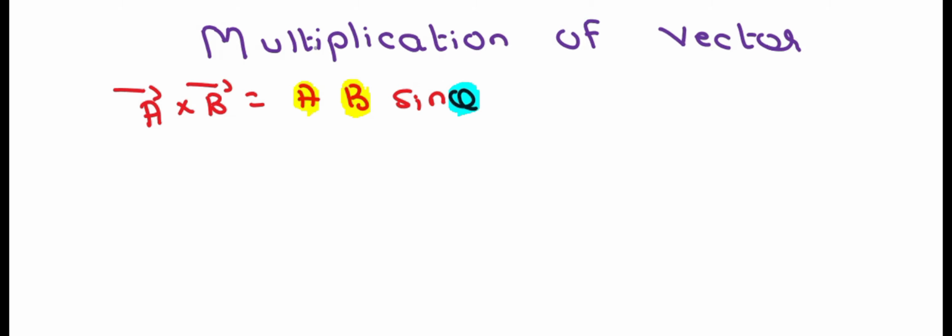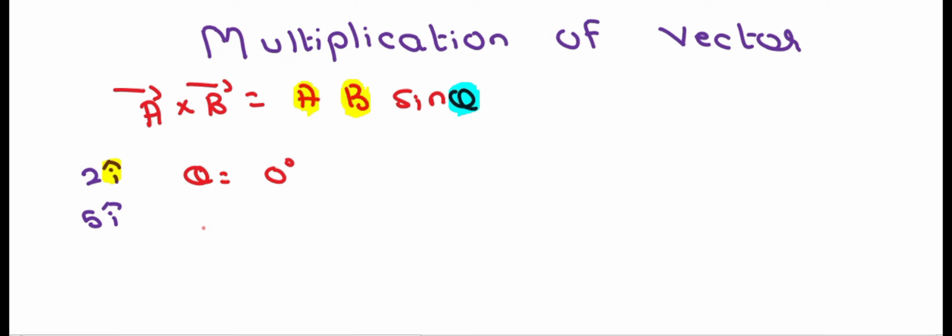So let's suppose we have two vectors, 2i and 5i, and they are both parallel to each other. Why? Because i represents the direction of that vector along the x-axis, so both vectors are acting along the same direction. The angle between these two vectors is 0 degrees, and sine 0 degrees is equal to 0. So the cross product a cross b is equal to 0.